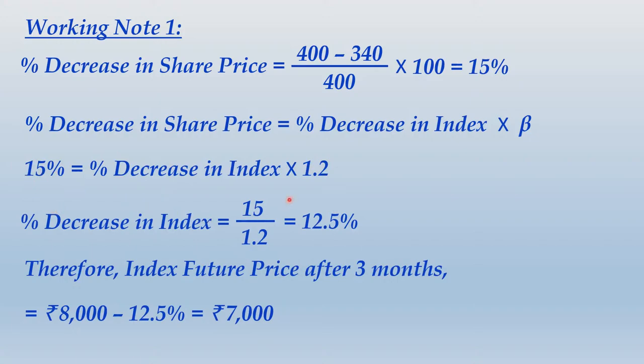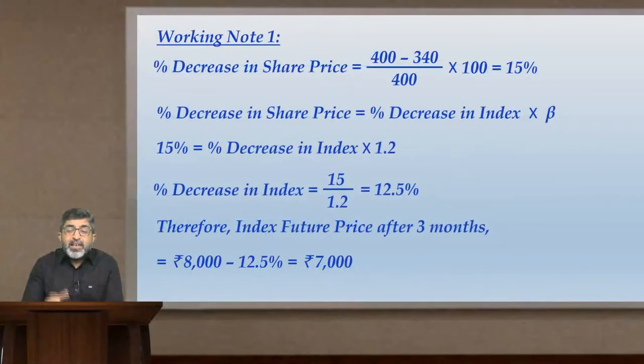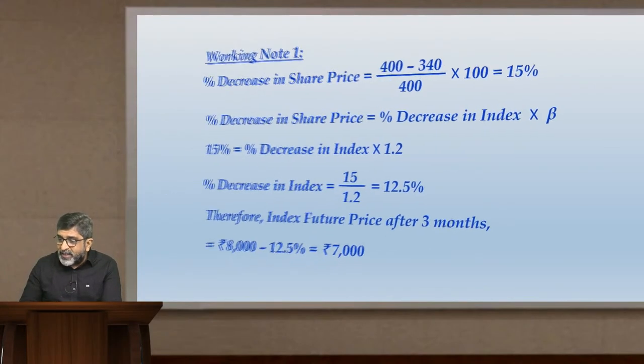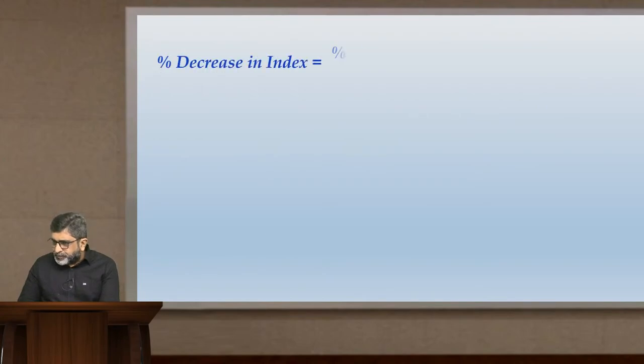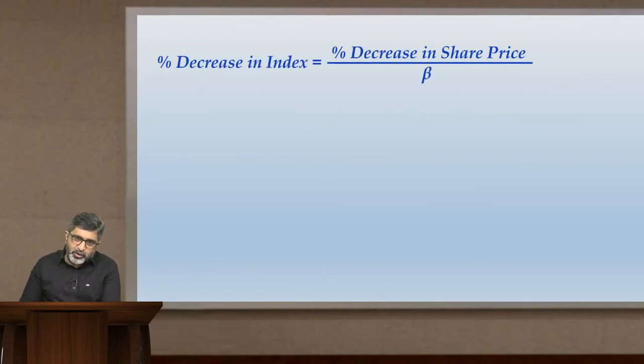So decrease in index will be 15 divided by 1.2 and that comes to 12.5%. Once you have clearly understood, you should be able to apply the same logic when I take you ahead with the next case, the second case. Before we put up the second case, you understand one more thing. Percentage decrease in index you can directly find by taking percentage decrease in share price divided by beta.